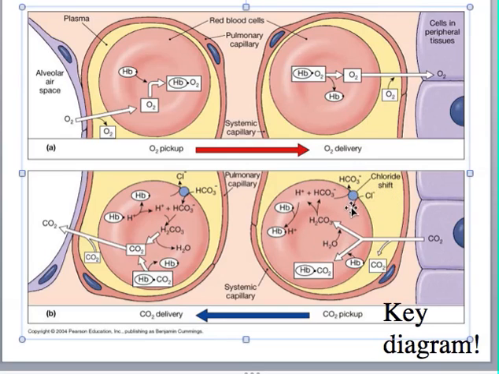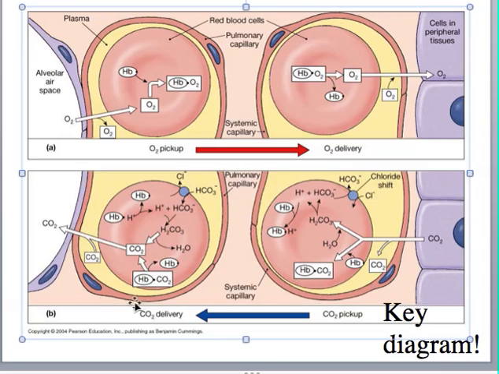The chloride ion comes in. That's our chloride shift. It happens in the tissues. This is the systemic capillary, the tissue capillary. The chloride shift happens, and then the blood is going to travel back to the heart and then go to the lungs.